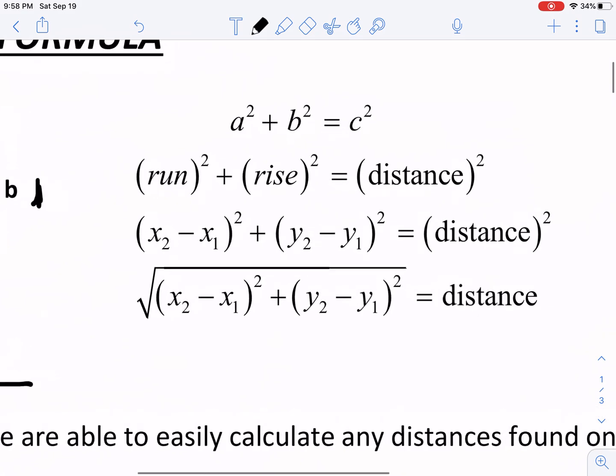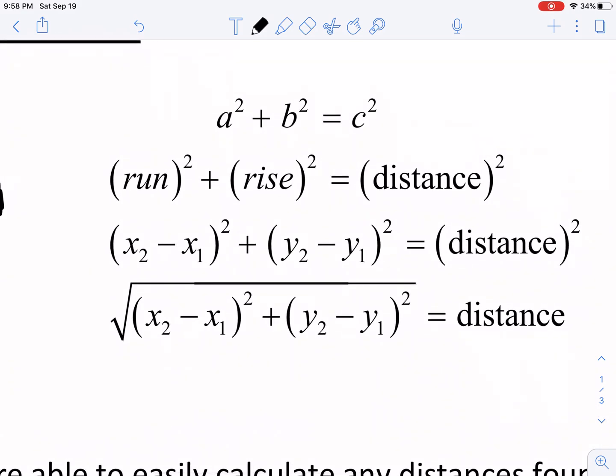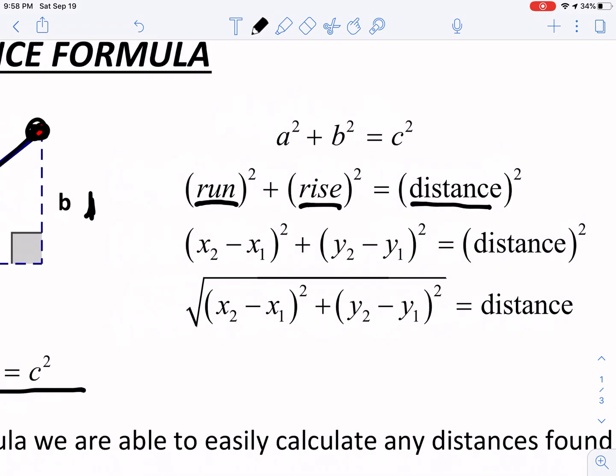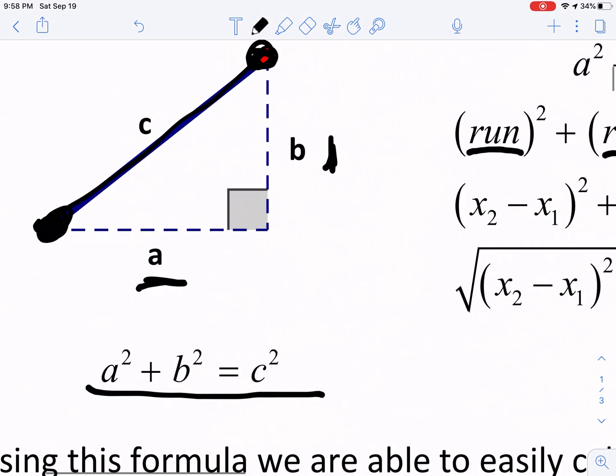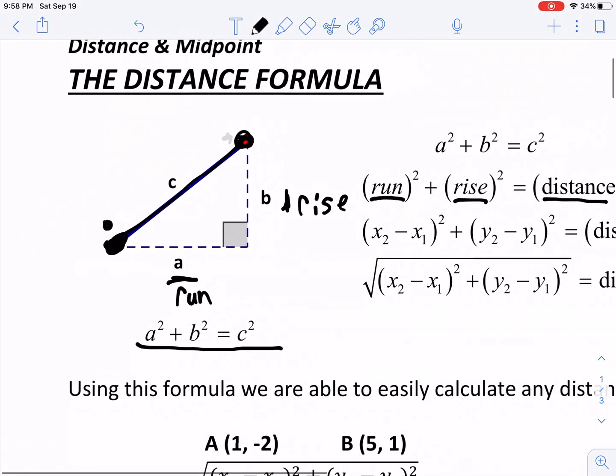Now, the way we want to think of it is if we let one of those guys represent the run and the rise, then we can find the distance between those 2 points, okay? So if we can think of a as the run and b as the rise, then we can find the distance between any 2 points, which would be on the hypotenuse c, okay? The distance between those 2 points.